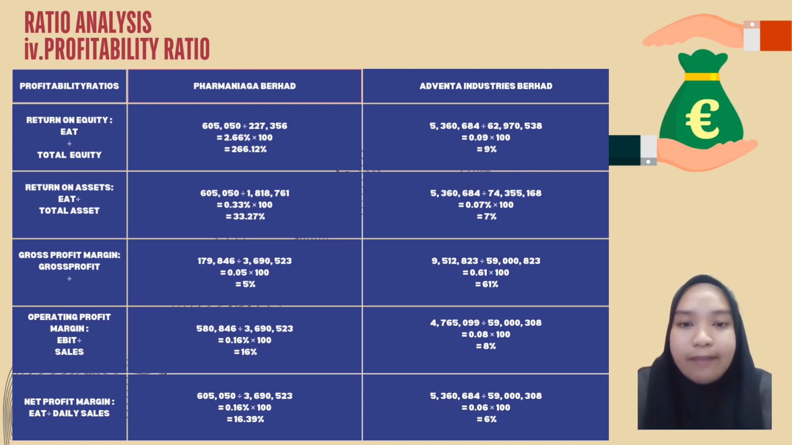Gross profit margin. Niaga Berhad was increased 5% to Avanta Industries Berhad at 6%. Operating profit margin. Niaga Berhad operating profit margin is 16%, higher than Avanta Industries Berhad at 8%. Net profit margin. Niaga Berhad was higher than Avanta Industries Berhad, which is 16.39% to 6%.